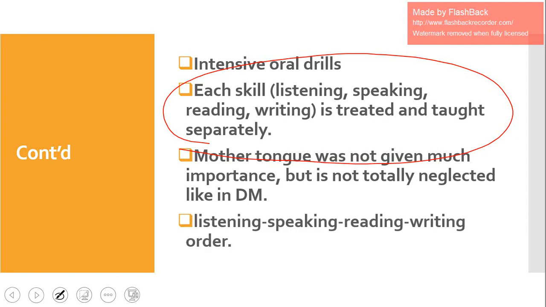I hope you understood: listening, speaking, reading, writing is the order of learning. First you will be listening, like you are going to listen to the teacher, then you are speaking, repeating after the teacher. After that you are reading a passage or something like that, and then you are writing. So writing and reading are given less importance, but still they are here in the features of the Audiolingual method.